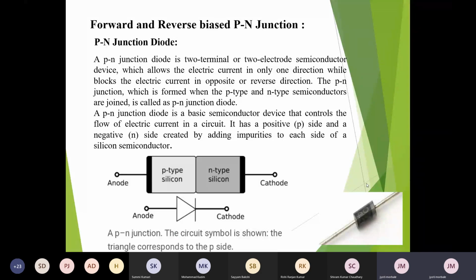One electrode is connected to one region, for example, P region, and another electrode is connected to the other region, for example, N region. So here you can see the symbolic representation also. Current always flows from anode to the cathode.